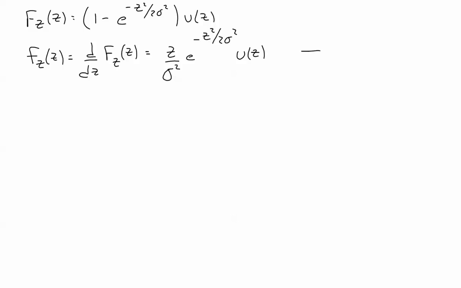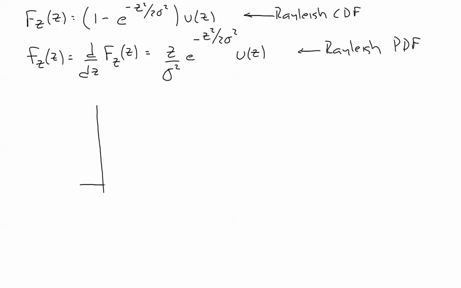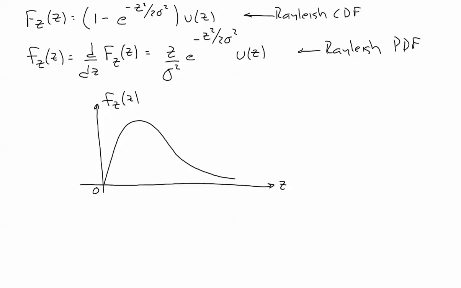Well, once again, this is the Rayleigh PDF. And this is the Rayleigh CDF. And just to remind you what the Rayleigh probability density function looks like. That's that. My step function means that it has no value less than 0. It's going to look something like that with a long declining tail.